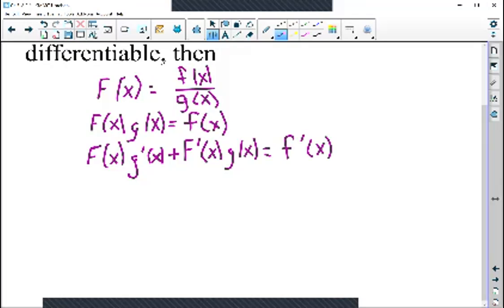Now I'm going to use a little bit of algebra, because what I want to do is get big F prime by itself. I want to find the derivative of that initial function, capital F. So I'm going to subtract capital F of x times g prime of x from both sides. That will leave me on the left-hand side with capital F prime times g of x.